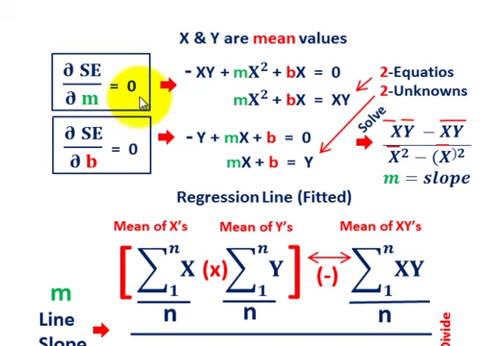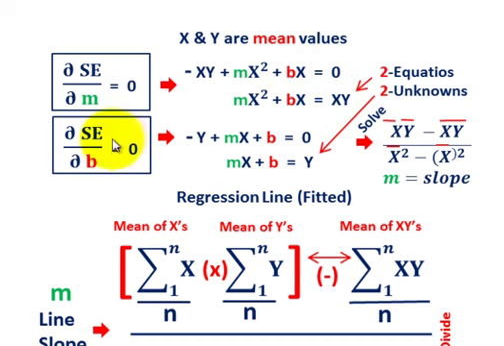Okay, up here, if we did a partial derivative with respect to m, our slope, set equal to 0, we're looking at it just in terms of these x and y mean values, and we'll look at them in terms of our equation. For m, we'd come up with this equation: minus xy plus m x squared plus b times x equals 0. We can just rearrange that equation to look like this.